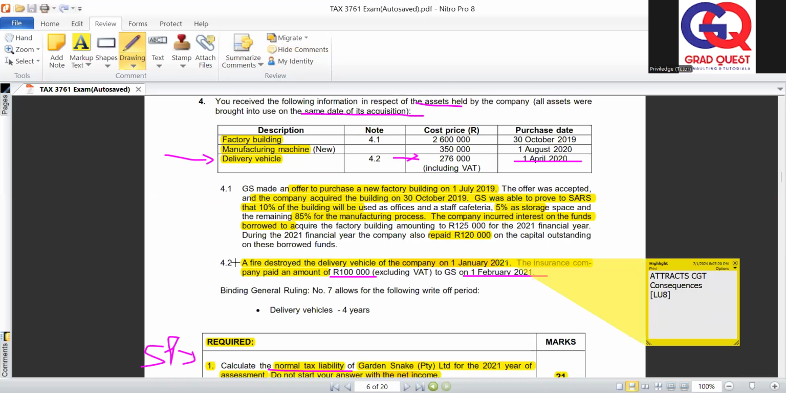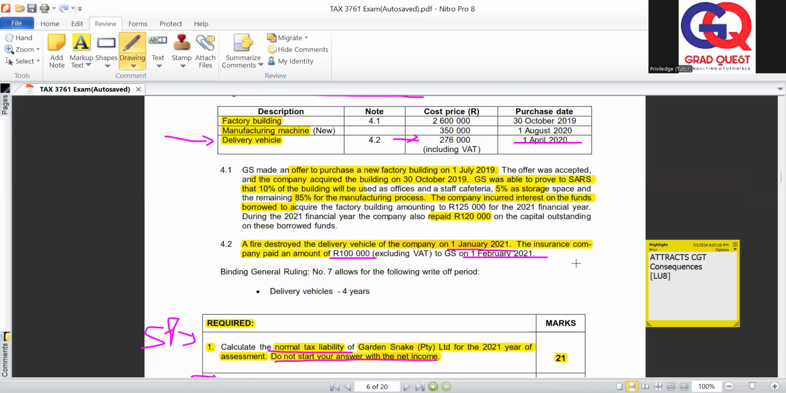And then if you go to information 4.2, something happened. A fire destroyed the delivery vehicle of the company, and this event transpired on the 1st of January 2021. The insurance company in this case paid an amount of 100,000 excluding VAT to GS on the 1st of February 2021. Binding general ruling number 7 allows for the write-off period on vehicles to be 4 years.